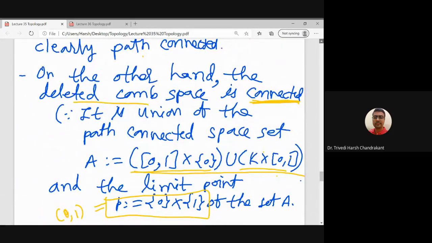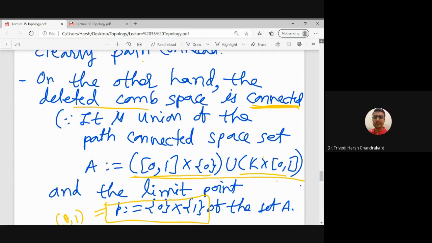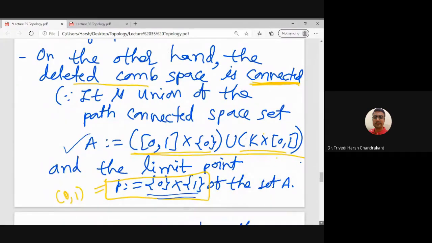What we are observing here is that the deleted comb space is actually a connected space, and that we can show by the result which we have proved: if A is a connected subset of a topological space, and if B is a set between A and A closure, then B is also connected. So we will consider this particular set A, and if we add this point P in the set A, then we will get the deleted comb space.